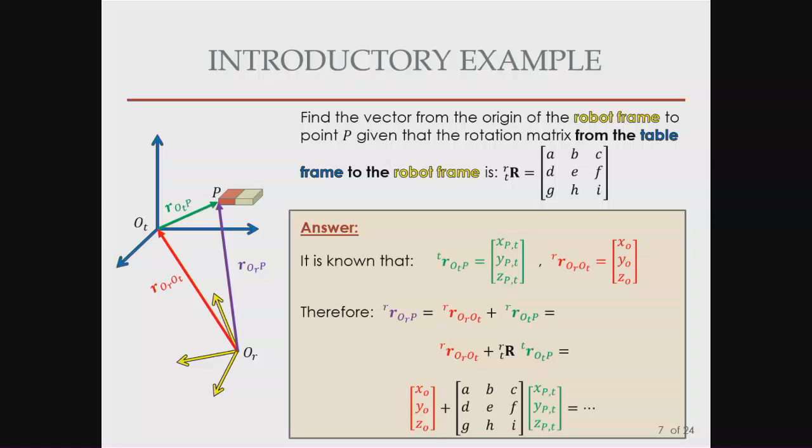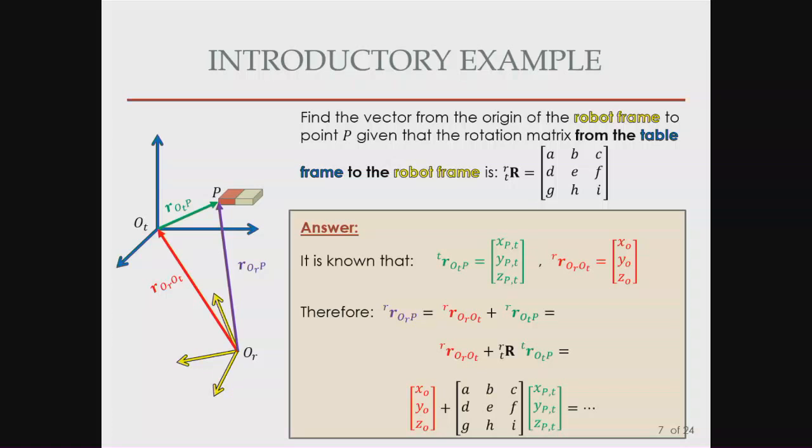Sorry, I think I should be using my pointer. So I would sum these two vectors, right? But in order to mathematically combine the x, y, z components of each, I need the two vectors to be in the same coordinate system. Otherwise, I'm summing apples and oranges, right?